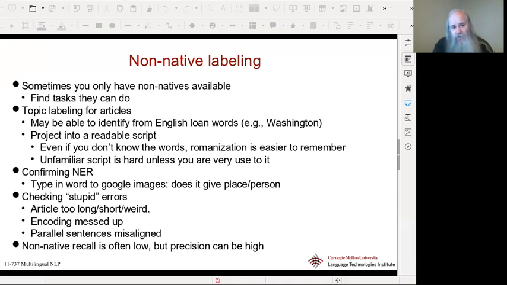Topic labeling for news articles is something that isn't impossible to do, even if you're not a native of the language. It's fairly easy to look through a newspaper article if it's in a script that you're familiar with, and look at the English words in it and make decisions about whether this is about international politics or not. If it talks about Washington, if it talks about the EU, probably it's something about politics. And that can be done by a non-native. They don't have to know the language. It is pretty important to project whatever the script is into a readable script for the non-native to do it.